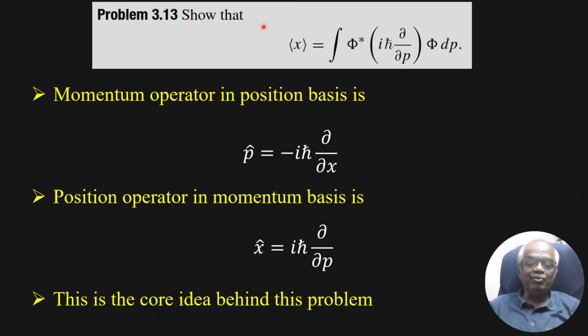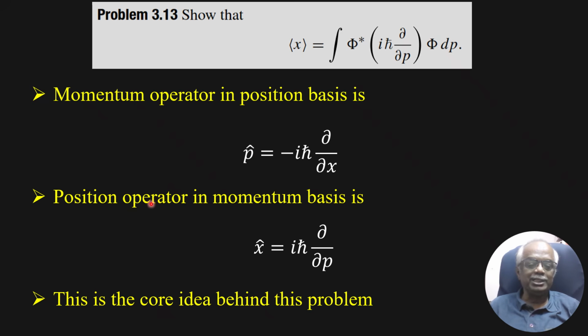The very interesting part of this problem is that Griffiths cleverly designed it. The main idea behind this: we know the momentum operator in the position basis, that is, p hat is equal to minus i h cross ∂/∂x. Everyone knows this, and we use it frequently in quantum mechanics.